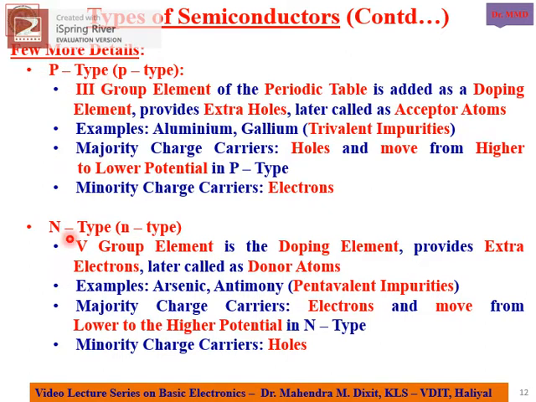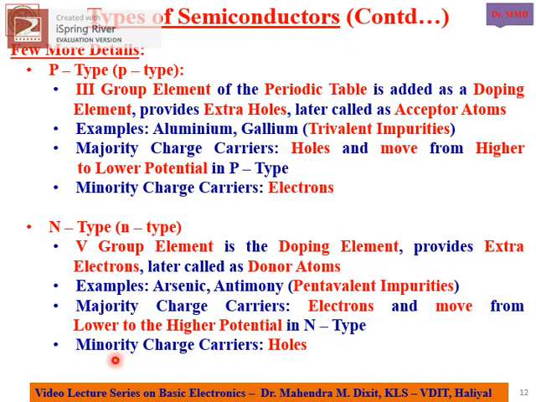Similarly, in N-type semiconductor materials, a fifth group element is the doping element, which can provide extra electrons and is therefore called a donor atom. Examples of such pentavalent impurities are arsenic and antimony. The majority charge carriers in N-type semiconductors are electrons, and they always move in the opposite direction to the holes, hence they move from lower to higher potential in N-type.